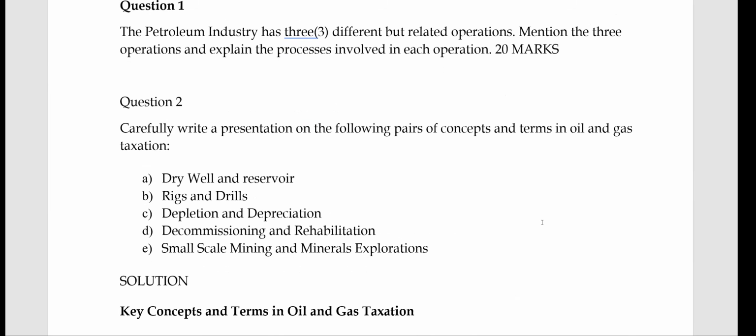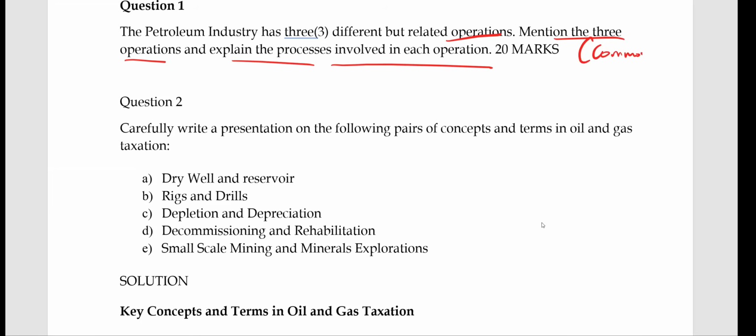Next phase of the plan. The petroleum industry has 3 different but related operations. Mention the 3 operations and explain the processes involved in each operation. You see, it's the same area, exploitation, but you see how it came. This is the common type of question that people are used to.